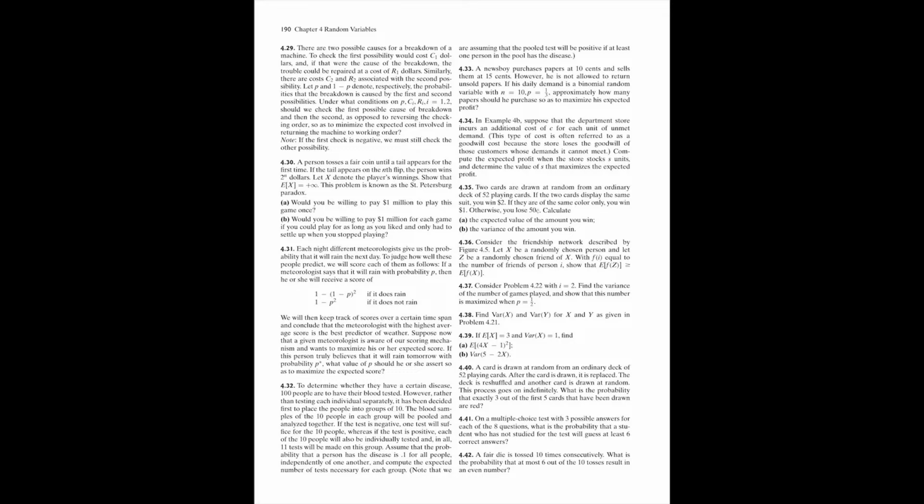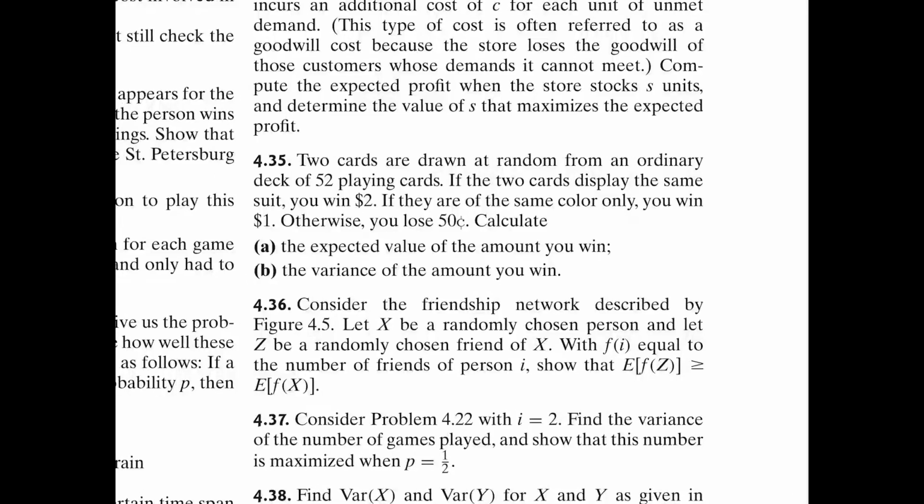So we have 35, which is 2 cards drawn at random. Expected value is pretty easy. So you're going to set up your probability distribution, and then the expected value, that should be easy enough. And then to do the variance, which you know is related to standard deviation, you just do the expected value of x squared. So you figure out, okay, you win $2, you square that, you get $4. You win $1, you square that, it turns into 1. And then you square negative 50 cents, and you get positive 25 cents. But anyway, that's easy enough to do the variance there.